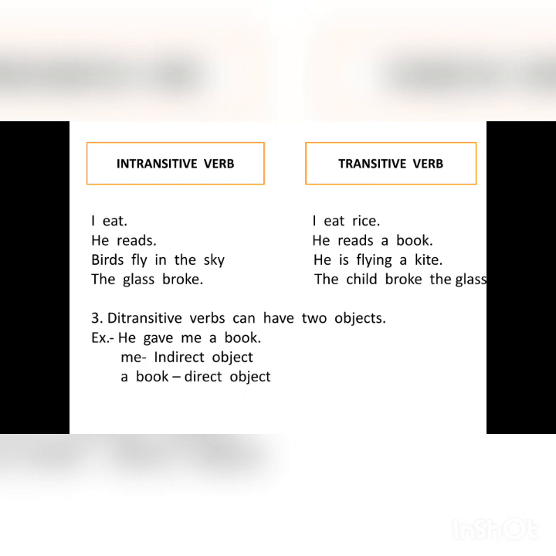So in this sentence, he here is the subject, and you can see here there are two objects. You can see it on the screen. I have already written it. Me here is an indirect object and a book here is a direct object. So what is our verb? So this is give. The verb here is an example of a ditransitive verb.